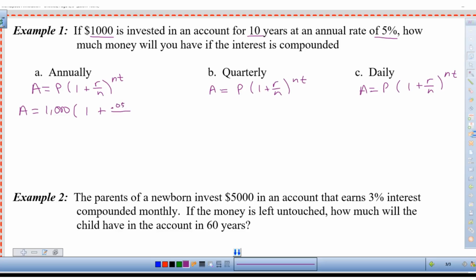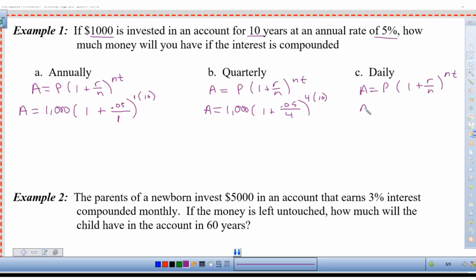0.05. If it's annually, your N is a 1, and that's raised to the 1 times time, which is a 10. Now, don't grab your calculator yet. Let's just set these all up and do the calculator all together, okay? So the next one, quarterly equals, you still have 1,000, 1 plus, the rate is still the same, 0.05. Now my N is a what, everybody? 4, raised to the 4 times time, which is a 10.